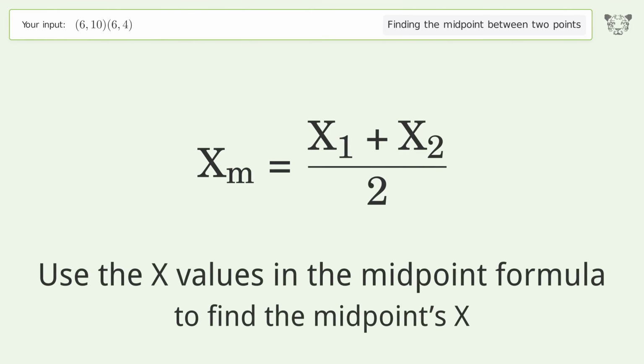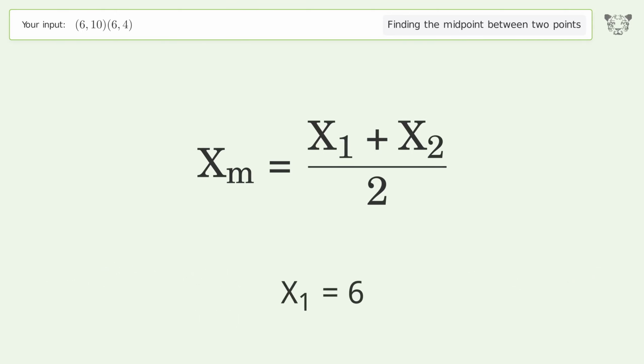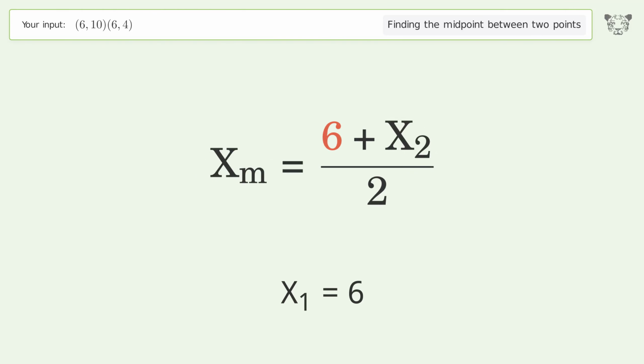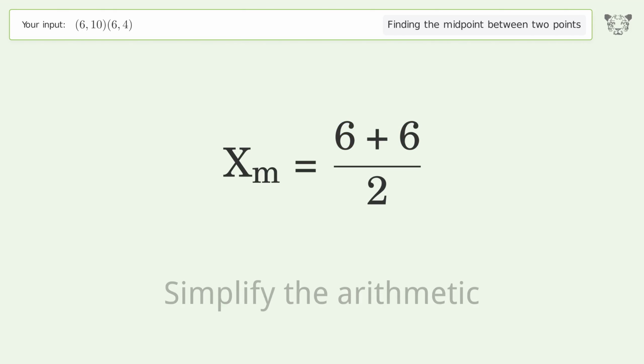Use the x values in the midpoint formula to find the midpoint's x. x1 equals 6. x2 equals 6. Simplify the arithmetic.